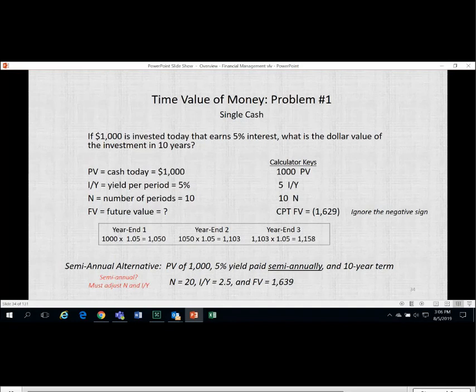So we're going to compute. At the end of 10 years, we'll have $1,629. $1,000 of that represents our original investment. $629 is the number of dollars of interest. So how did we get there?